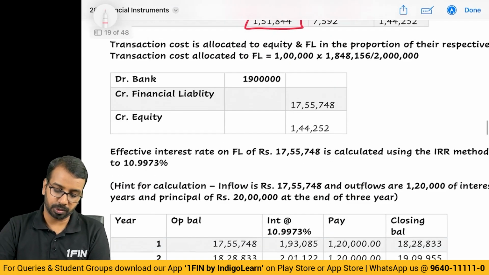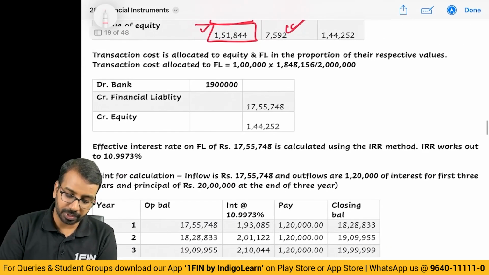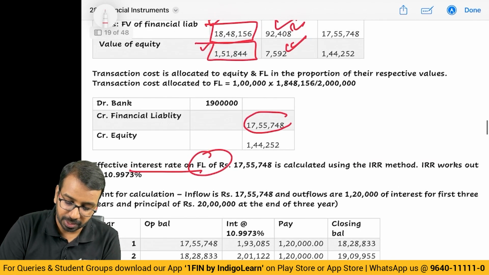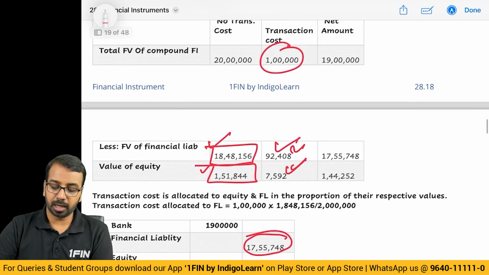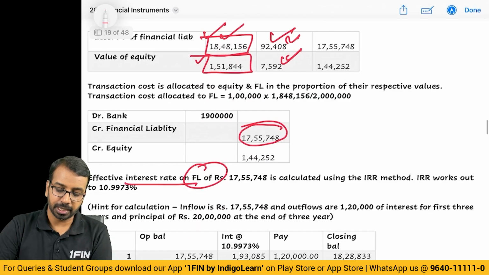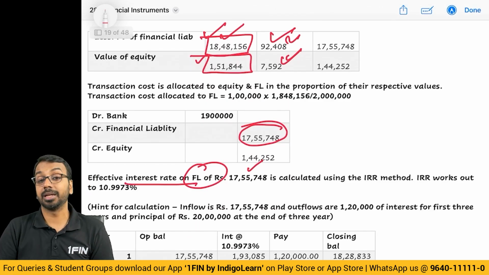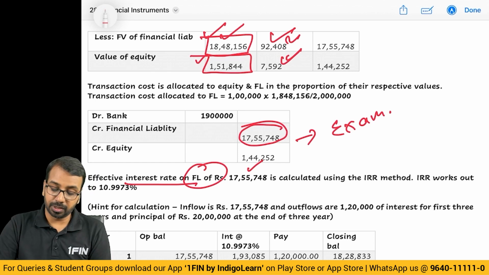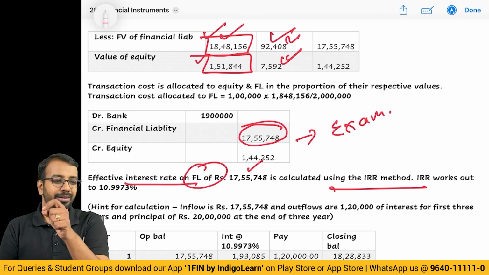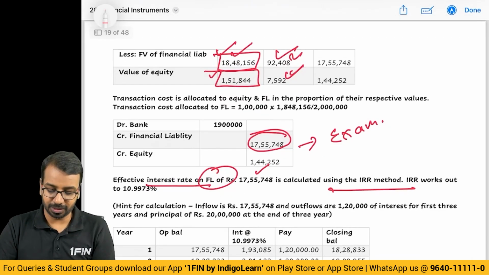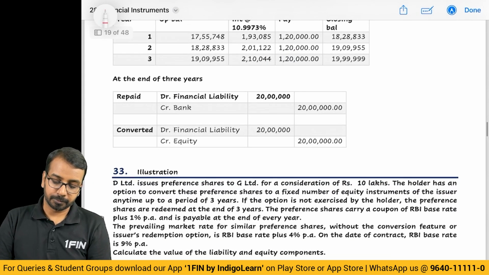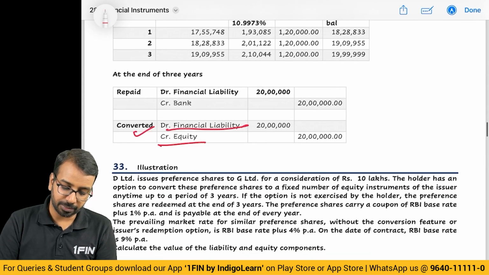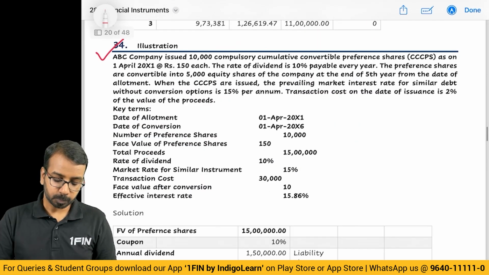Proportionately you will allocate. Then you will subsequently calculate the effective interest rate of the financial liability, because the financial liability amount has reduced. Earlier, financial liability was 1848, now it is 1755, so the rate will increase. This rate will be given to you in the exam. If it is not given, you have to use the IRR method. Rarely does it happen that you need to calculate this in the examination. If it is converted, you will debit the financial liability and convert that to equity.